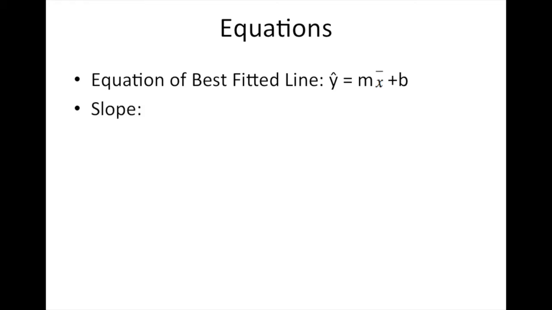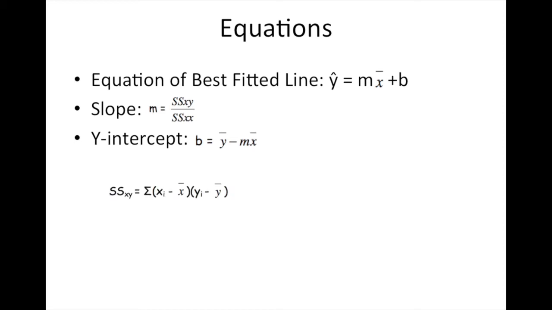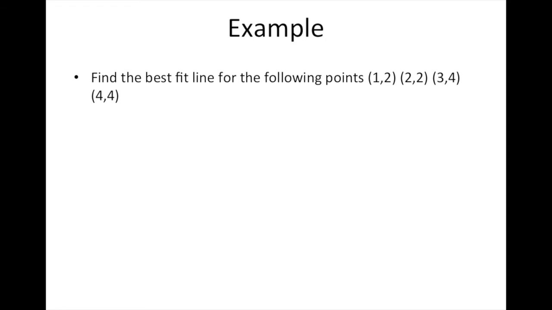The equation of the best fitted line is y hat equals mx plus b. The slope, m, equals SSXY over SSXX, and the y-intercept b equals y bar minus m times x bar. SSXY equals the sum of x minus x bar times y minus y bar. SSXX equals the summation of x minus x bar squared. So let's take a look at an example. Find the best fitted line for the following points: (1, 2), (2, 2), (3, 4), and (4, 4).